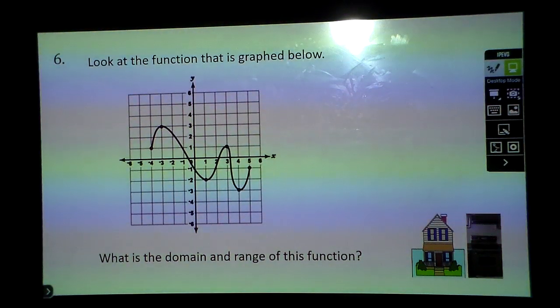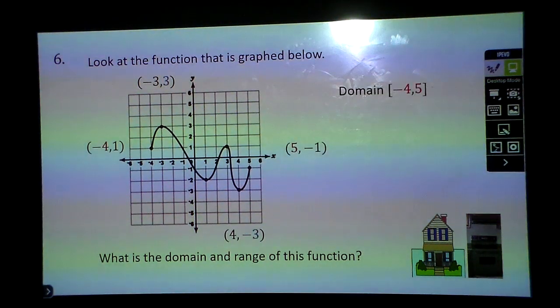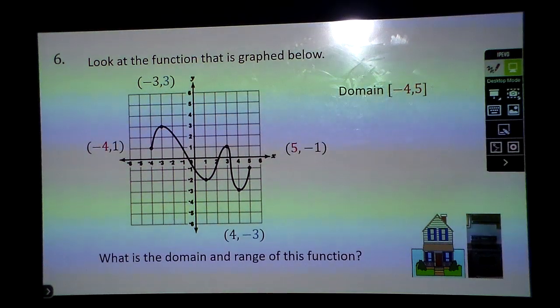All right. So let's look at this graph below. What is the domain and range? Well, I might kind of want to label some points. I put the points on there, I think I got a little bit ahead of myself with the answer. But the domain is x.